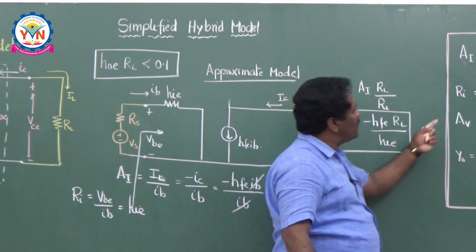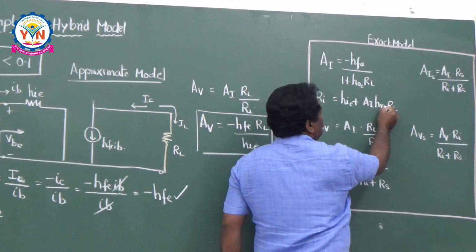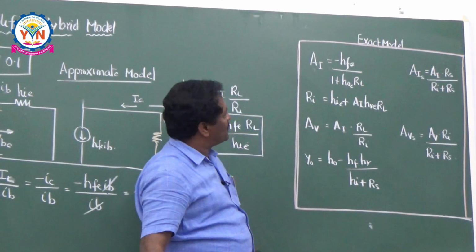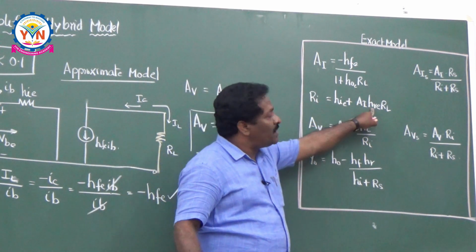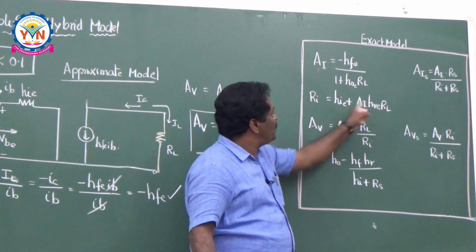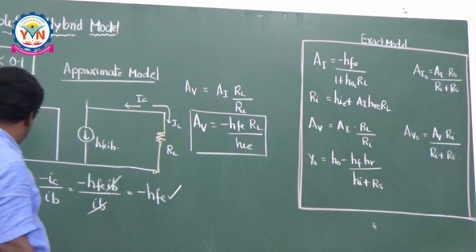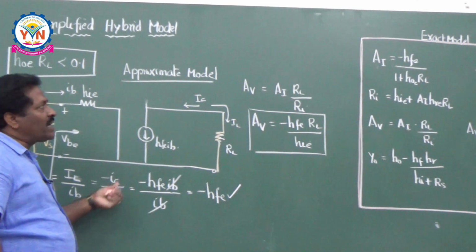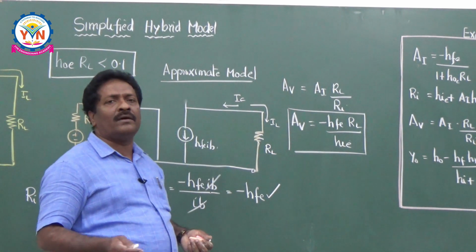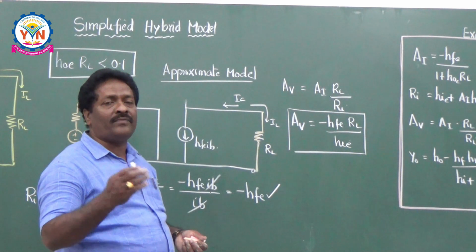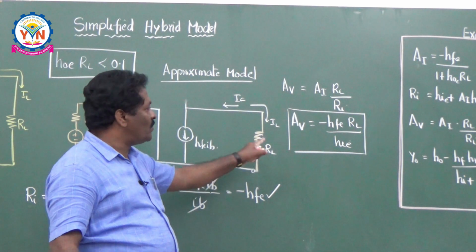Here also you can see this. Ri is equal to HIE plus AI into HRE plus RL for the common emitter configuration. Here in the approximate model, HRE is not there. Put 0 here, then Ri is equal to HIE. You got the same result. Ri is equal to HIE. So that's why it is an approximate model. Approximate model means you are not considering the effect of the reverse voltage source as well as your HO.